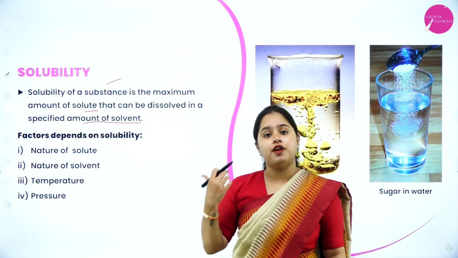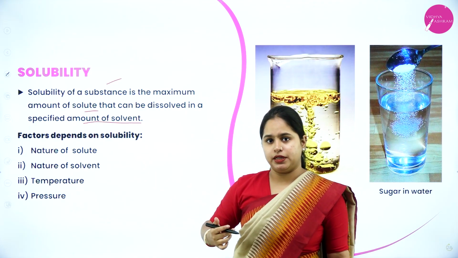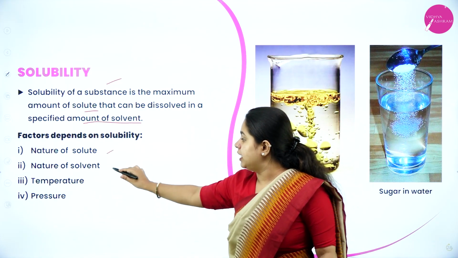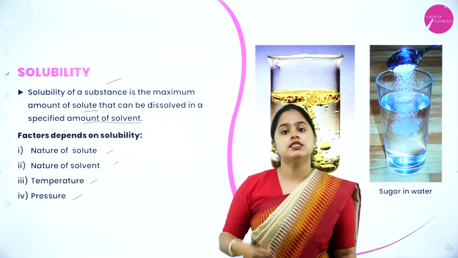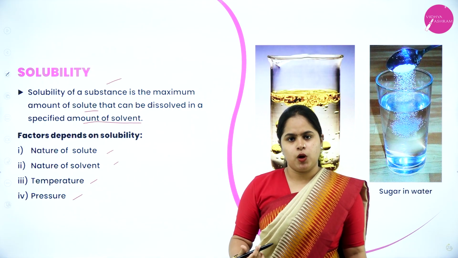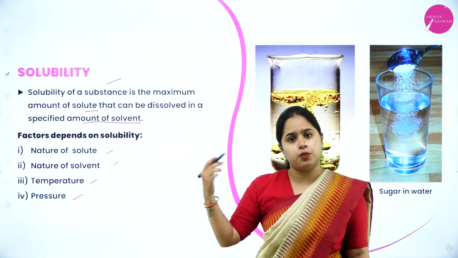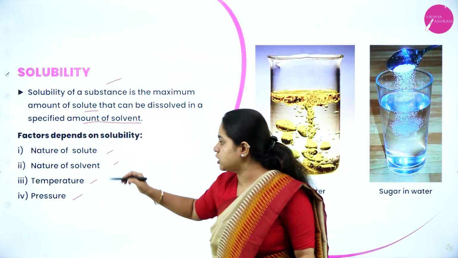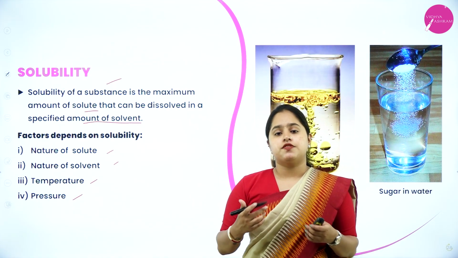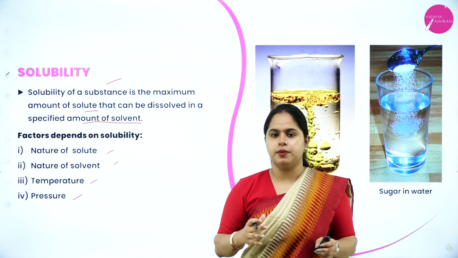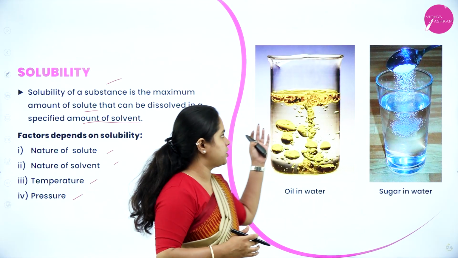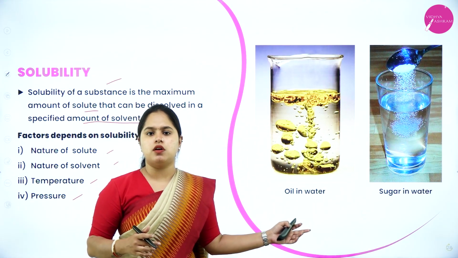Now there are certain factors on which the solubility depends. That is nature of solute, nature of solvent, temperature and pressure. On these factors, the solubility depends. So first let's discuss the first two factors, that is nature of solute and nature of solvent. We know that only certain substances get dissolved in certain substances, right? So as you can see here, does oil get dissolved in water?